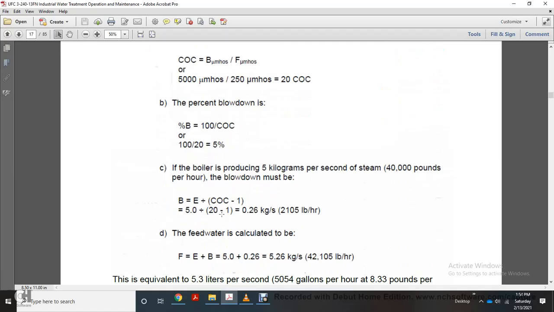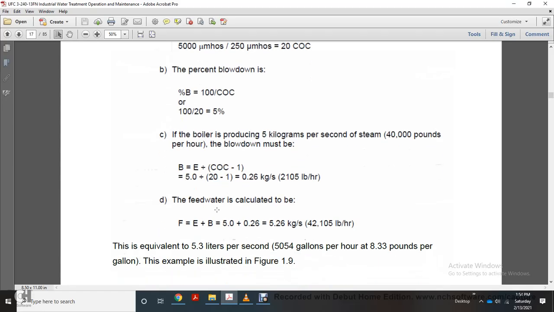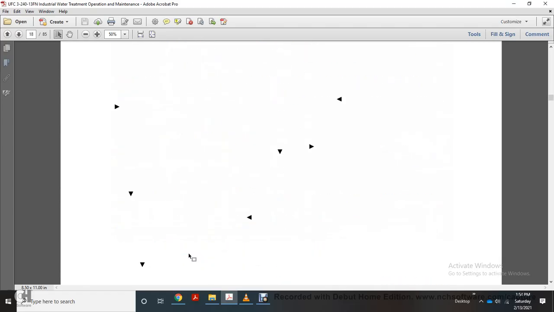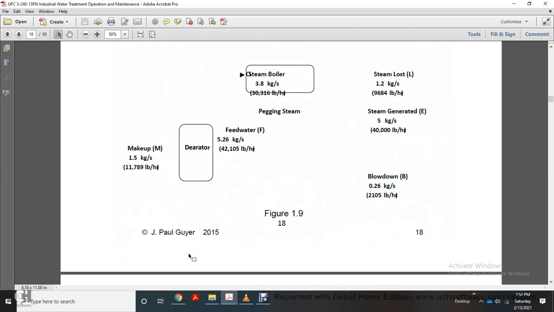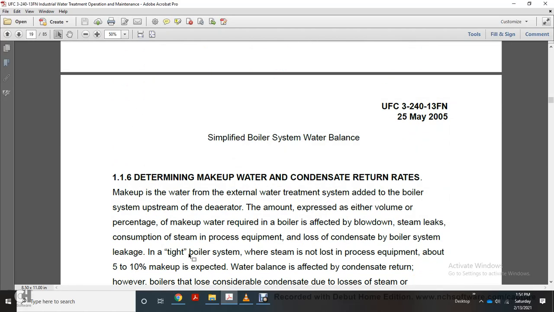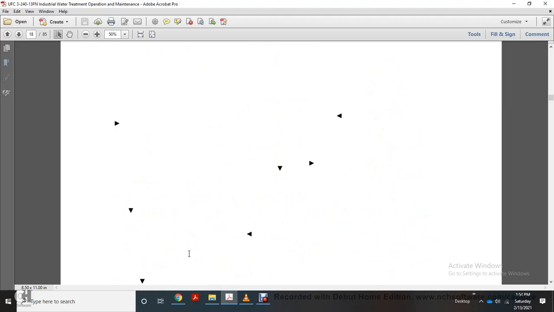The boiler produces 5 kilograms per second of steam. The blowdown is equal to the steam divided by the cycle of concentration minus one, or 5.0. Feed water is calculated as feed water equals steam plus blowdown, and this is equivalent to 5.3 liters per second, illustrated in Figure 1.9. Figure 1.9: simplified boiler system water balance.